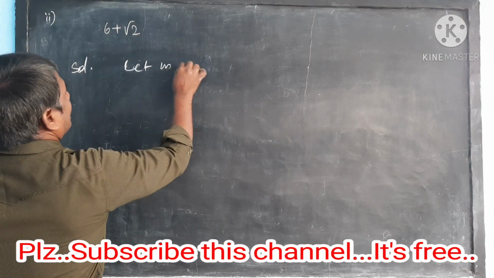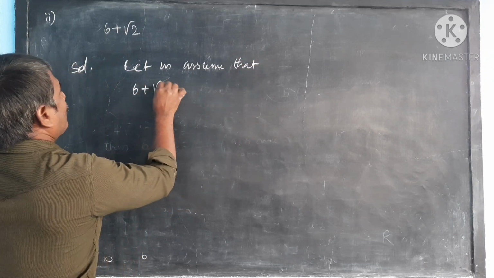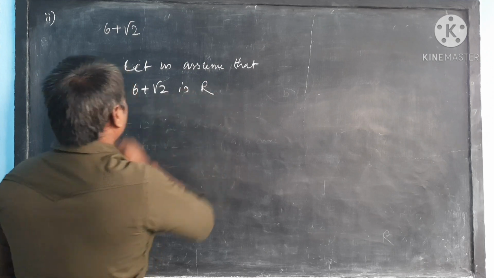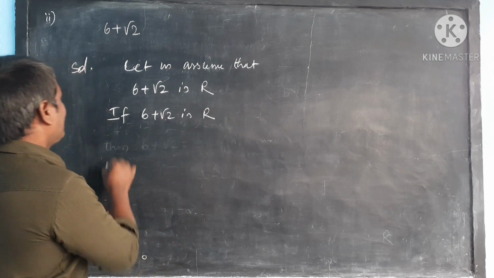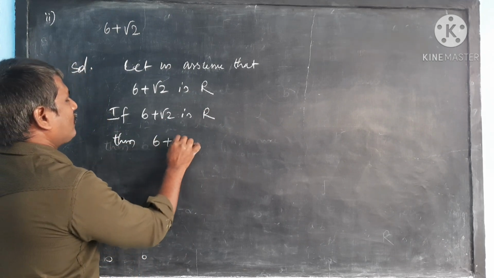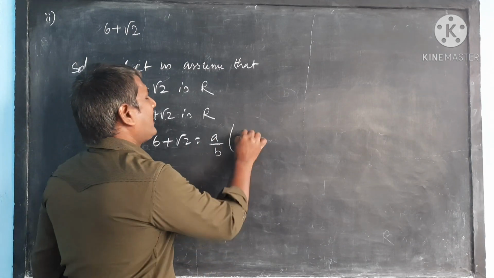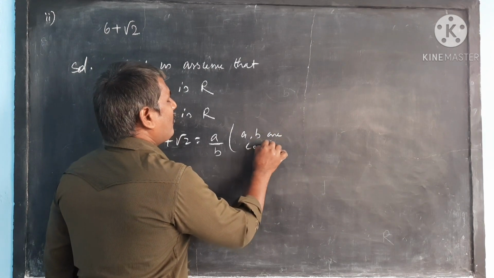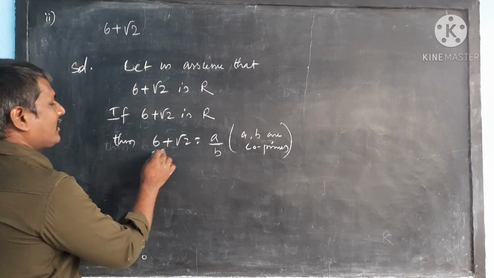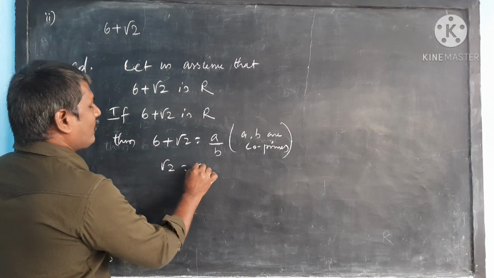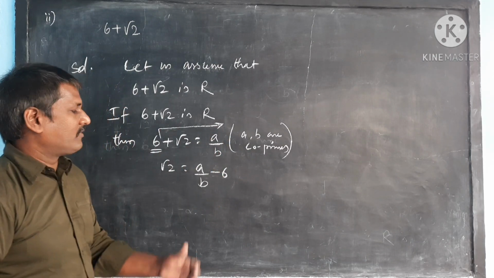Let us assume that 6 plus root 2 is rational. So if 6 plus root 2 is rational, then you can take 6 plus root 2 is equal to a/b, where a and b are co-primes. Now we can get from this equation root 2 is equal to a/b minus 6, because as it is plus 6, when you transfer it from left side to right side, it will be minus.